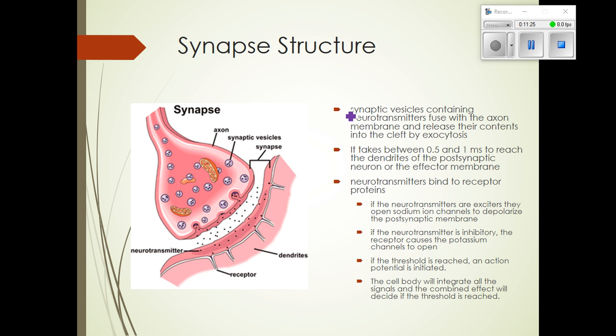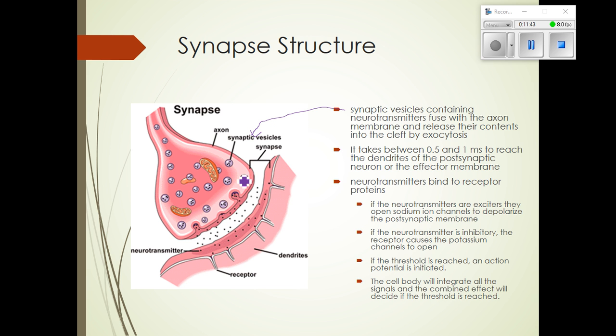Now there are some synaptic vesicles, and you can see them right here. They are the things in the presynaptic neuron that contain neurotransmitters. If you're unsure of which neuron is the presynaptic neuron, look for the one with the vesicles, and that'll be it.